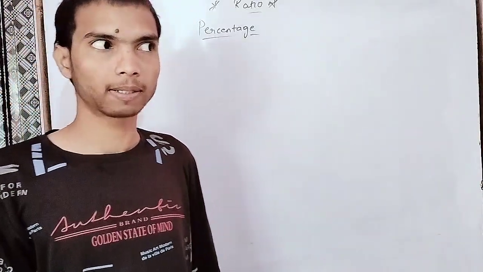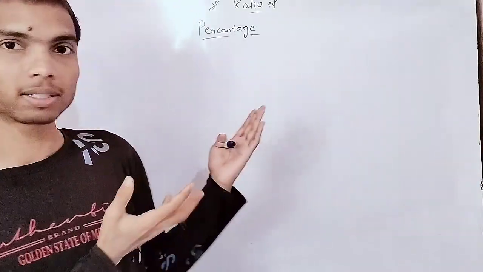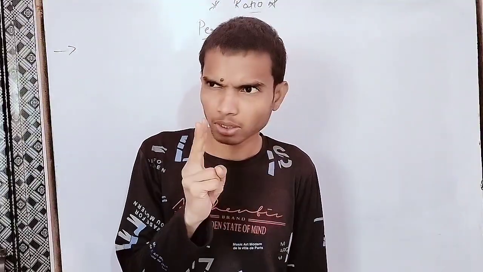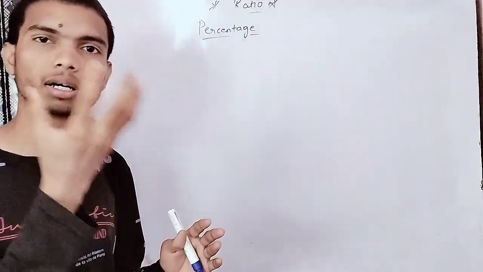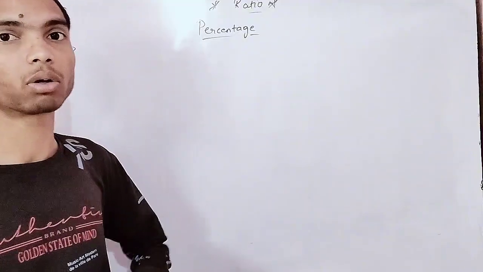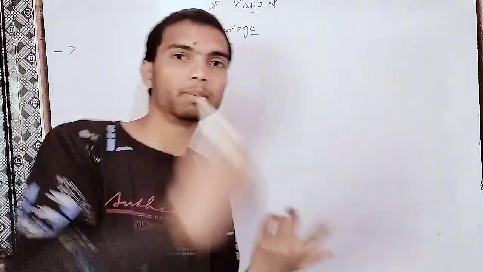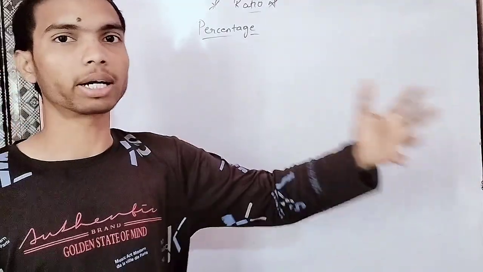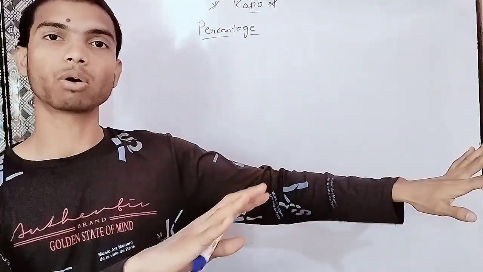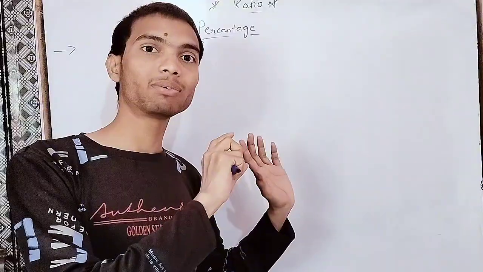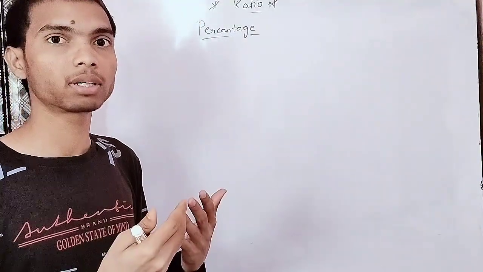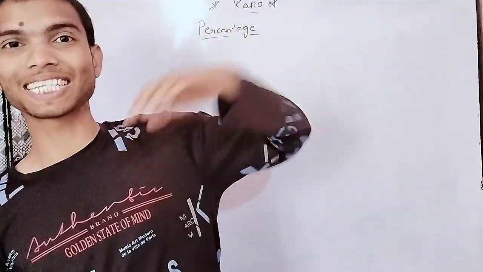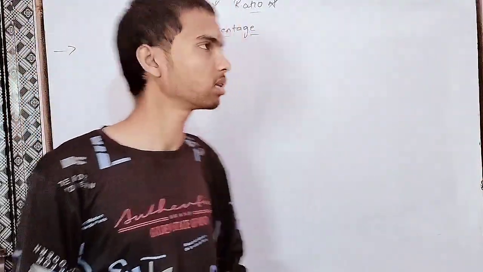By using percentage, we can easily compare two or more quantities. So it is nothing but comparing quantities. Ratio also meant comparing quantities, and percentage also means comparing quantities. But it will be easier than ratio. Comparing quantities with the help of a percentage will be easier than with a ratio. This is just a difference.